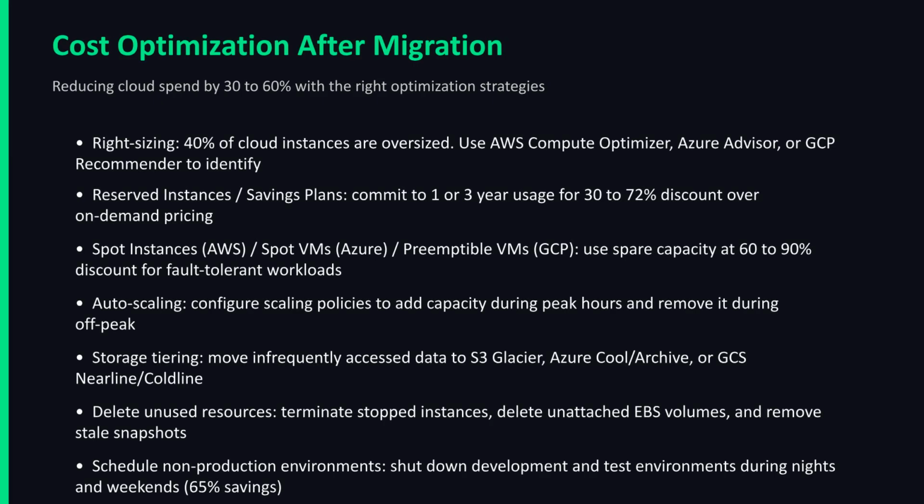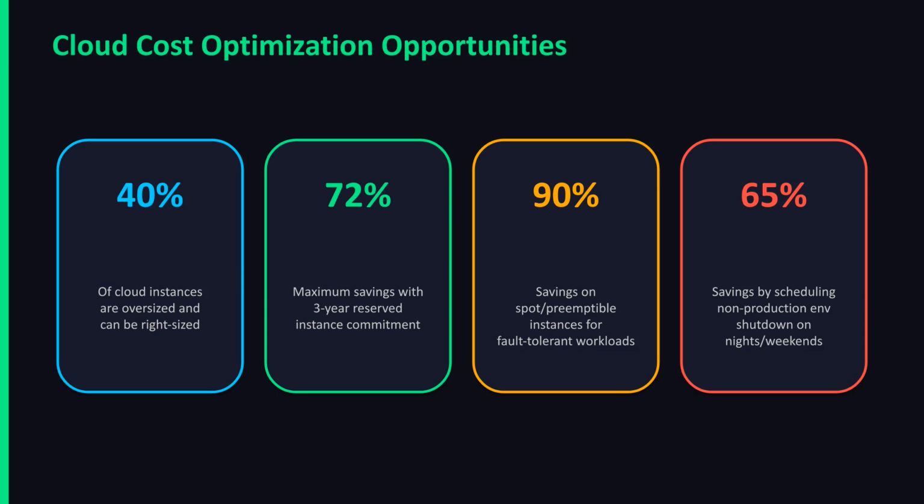To optimize your cloud costs, start by right-sizing your instances and utilizing commitment-based savings plans. Automated scaling, storage tiering, and cleaning up unused resources are essential habits that can help you significantly reduce your overall cloud spend after migration.